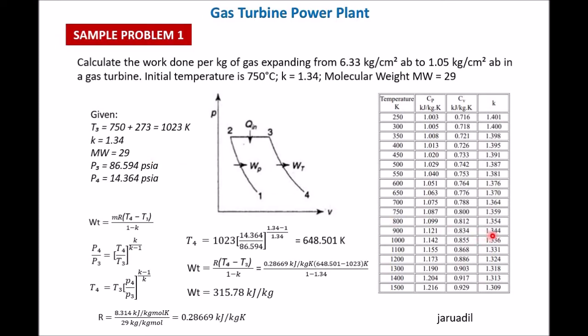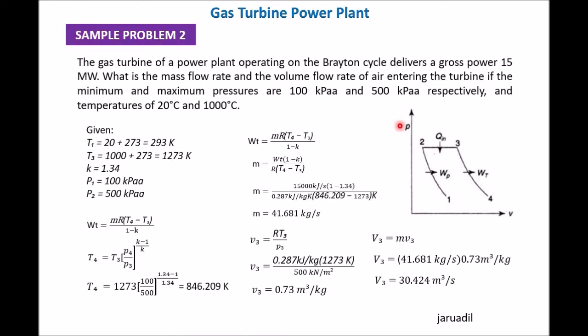So, makikita ninyo kasi dito sa K, if you have a temperature of about 900, the average temperature of air, K is equal to 1.344. So, it is safer to use 1.34 instead of 1.4. Right? Ang 1.4 kasi, this is atmospheric temperature, 300 Kelvin. But sinabi ko nga, kung hindi given ang value of K, you can use 1.4 in your solution. That is correct also.